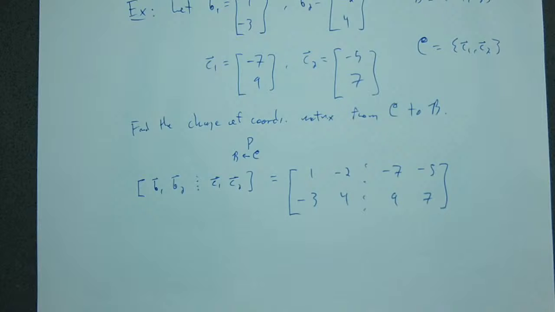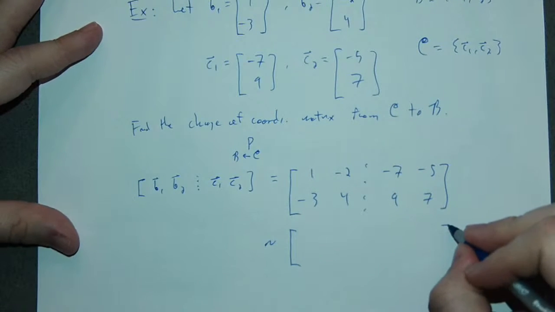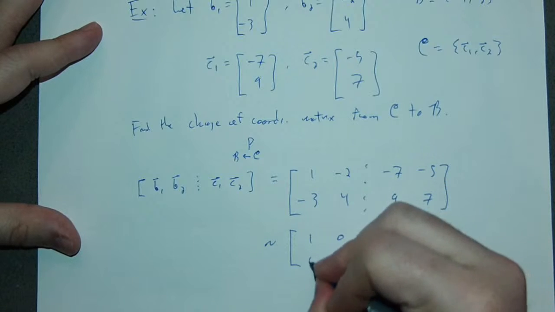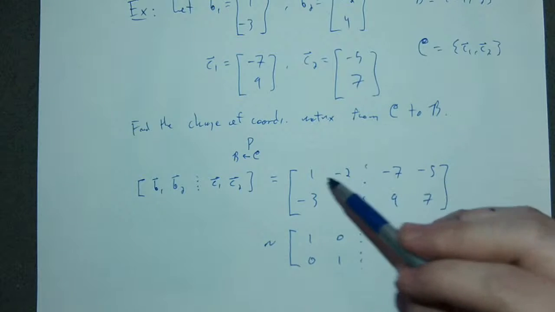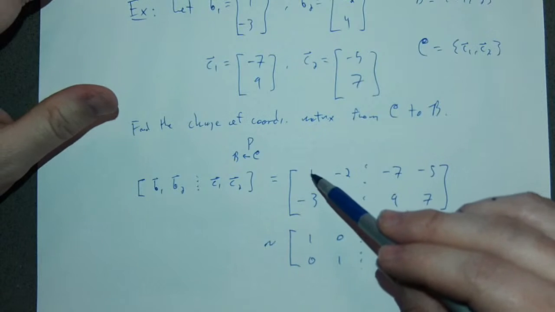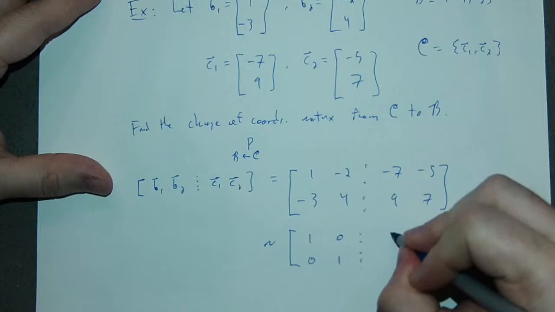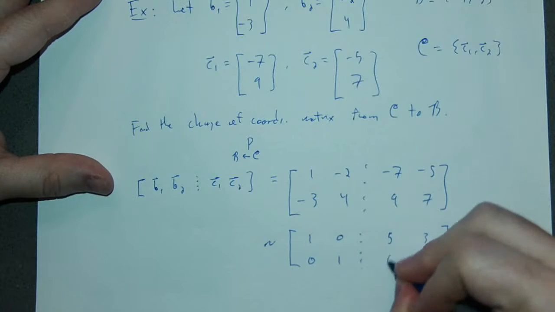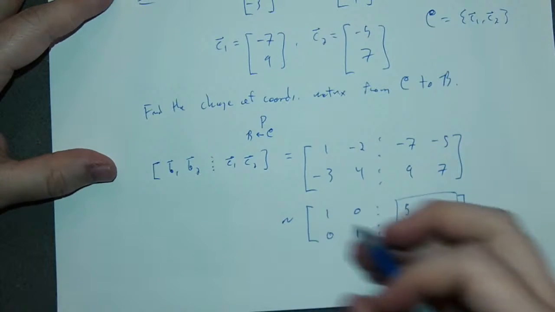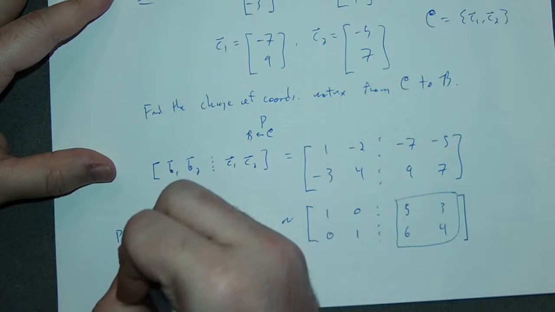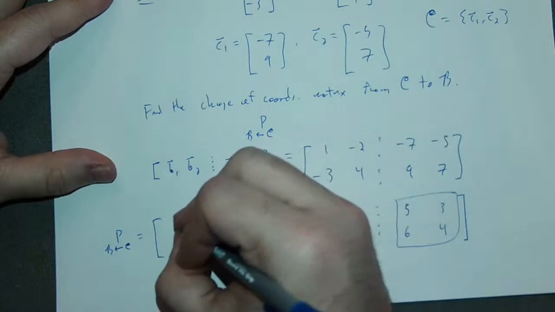Okay. If I do row operations to make this the identity, what I get is 1, 0, 0, 1. And this is, so let's see, I'm just going to go ahead and write the final thing. So this is 5, 3, 6, 4. And so this matrix here is my P from C to B, the 2 by 2 matrix that shows up in that block.